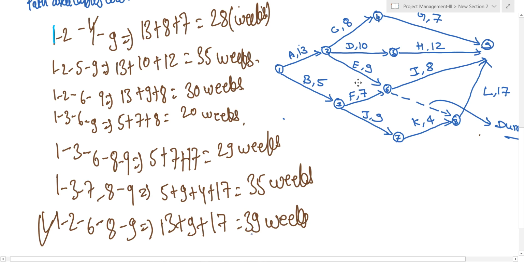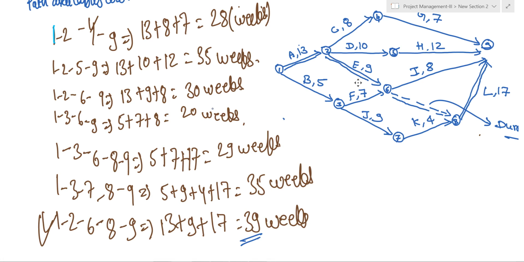That is the longest path available in this network, and the longest path is nothing but the critical path, as we know. So this is the critical path of our network, and how do we represent the critical path? By use of a double line. So I represent 1 to 2, 2 to 6, 6 to 8 and 8 to 9 as the critical path of this project.